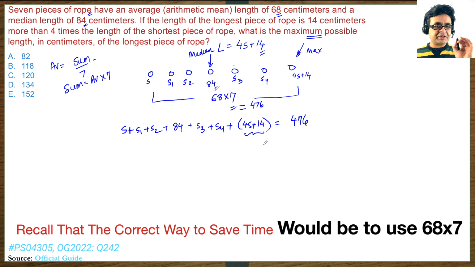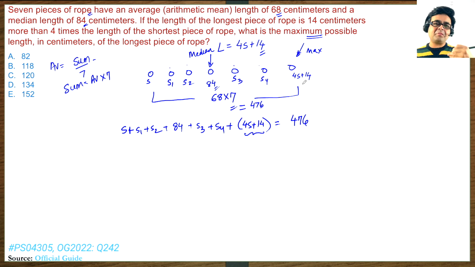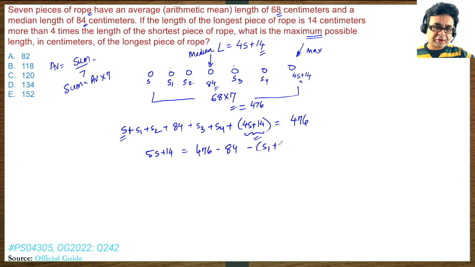Now you have to understand a couple of things here. If I have to maximize the maximum length, and the maximum length is a multiple of S, I have to maximize S as well. So I'm going to keep this S right here and take everything on the other side of the equation. So my equation becomes 5S plus 14 equals 476 minus 84 minus S1 plus S2 minus S3 plus S4.